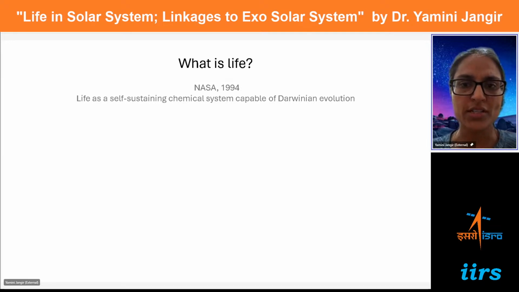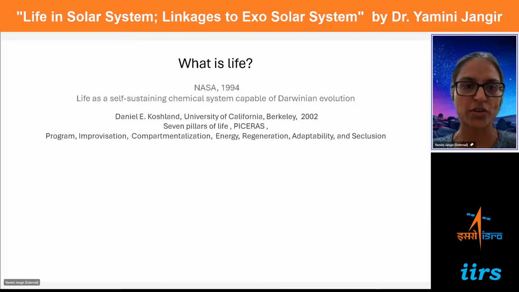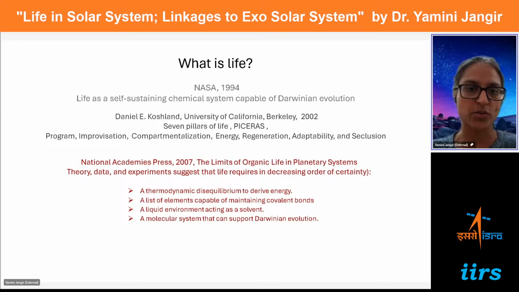Moreover, the definition of life has evolved. We know that NASA defined it very simplistically, saying that we have a self-sustaining system and Darwinian evolution. Later in 2002, which is not many years back, Daniel Koshland said that it has to be programmable, it can improvise, that means it can actually interact with the environment, it has to be compartmentalized, actually separate from the environment somehow, it has to derive energy, it can regenerate, maybe it can actually replicate, it has to adapt, and be slightly secluded. So these are the 7 pillars of life, which were defined by Koshland.